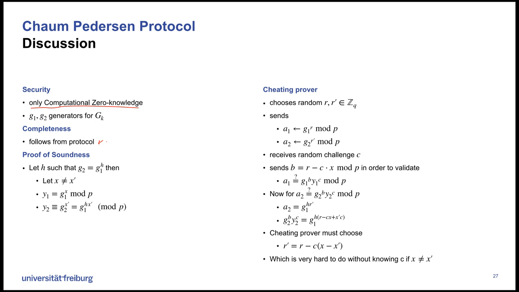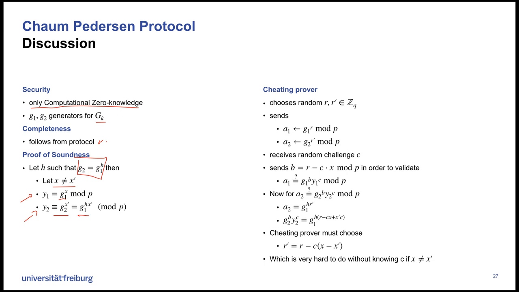Now for soundness, assume that, now these are two generators, so you can say that G2 is G1 to the power of H, which is even the case if we choose from G_q. So that's something we do in the exercise on Thursday. Okay, now assume that we have two different x and x prime because we want to cheat. So y1 is G1 to the x and y2 is G2 to the x prime, which is different. But we can put this in the same form. So this is also G1 to the H times x prime.